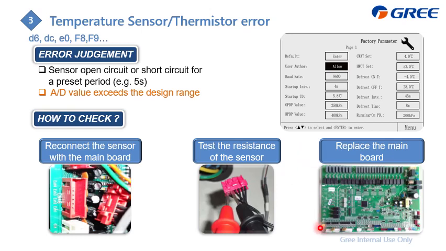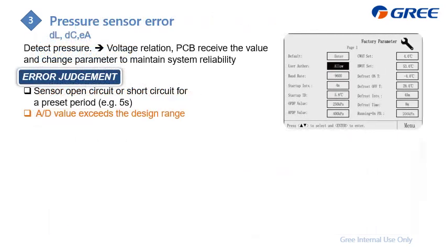And the last one is maybe something wrong with the detection circuit, which means the PCB is malfunctioning. And after that, we will go to the pressure sensor. As you know, the pressure sensor is almost the same as the temperature sensor. We just change the detected target from temperature to pressure. And all the conditions inside are almost the same, which means the PCB can receive the pressure information and, based on that, adjust the components to ensure system reliability.